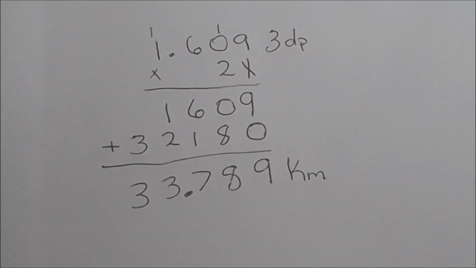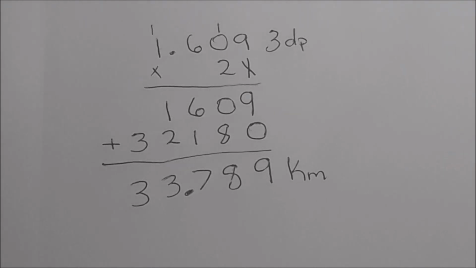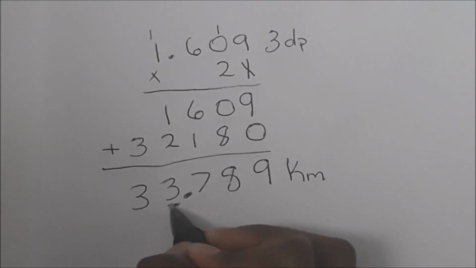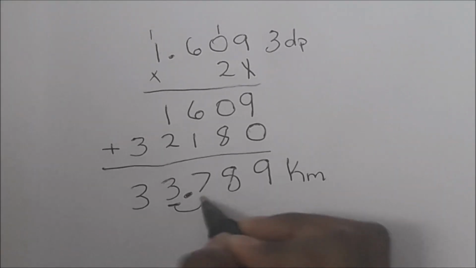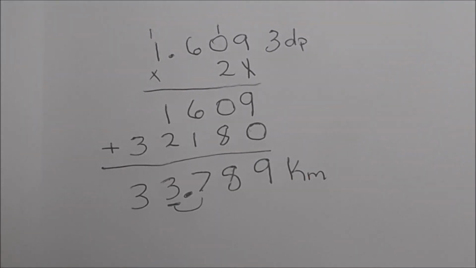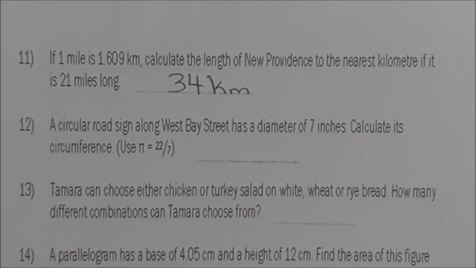Now we're not finished. The question asks you, calculate the length of New Providence to the nearest kilometer. What is that answer to the nearest kilometer? 34. Why? Because 3 is the number that you're looking at, then you go next door. 7 is 5 or more, so then you add 1 to 3. Once the number is 5 or more at the back, you add a 1 to that number she underlined. So the answer is 34 kilometers to the nearest kilometer. Go ahead, write the answer. Very good. Okay, so that's number 11.